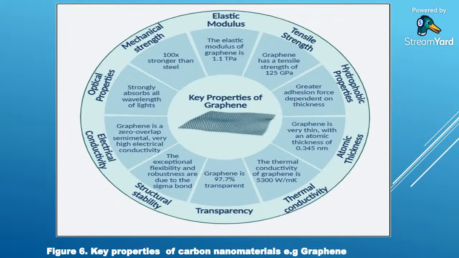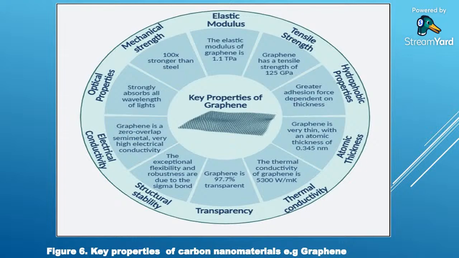Then graphene is very thin, with an atomic thickness of 0.345 nanometer, a single atomic layer of carbon-based nanomaterial. The thermal conductivity of graphene is 5,300 watt per meter Kelvin. Then graphene is 97.7% transparent, so it is used in displays, as we previously discussed. It has exceptional flexibility and robustness due to its sigma bonds; they are extremely flexible, extremely robust, not easily breakable.